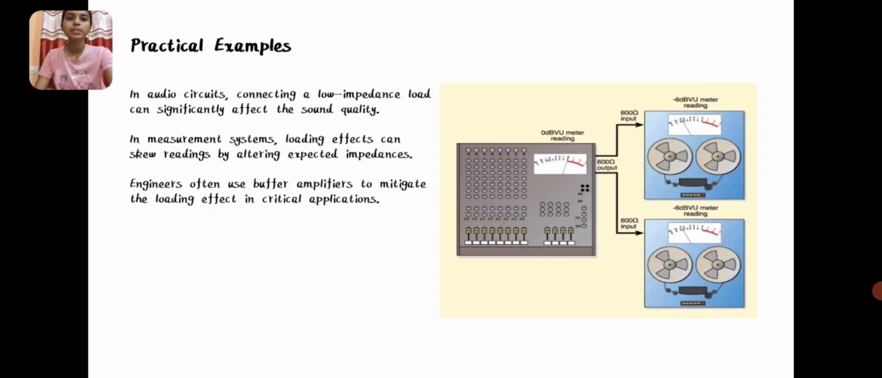Practical examples: in audio circuits, the connected load impedance can significantly affect the sound quality. In measurement systems, the loading effect can distort readings by altering the expected impedance. Engineers often use a buffer amplifier to mitigate the loading effect in critical applications.